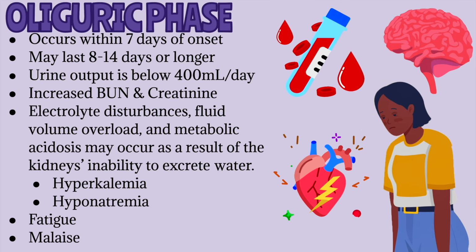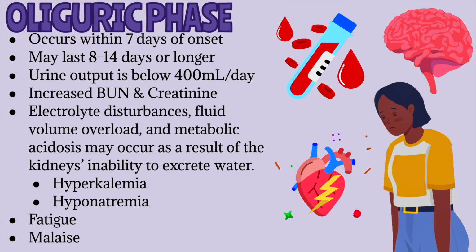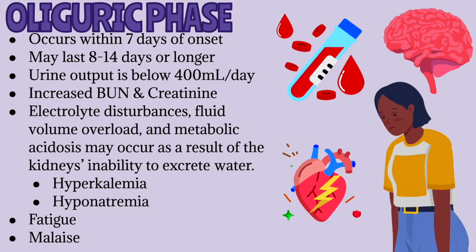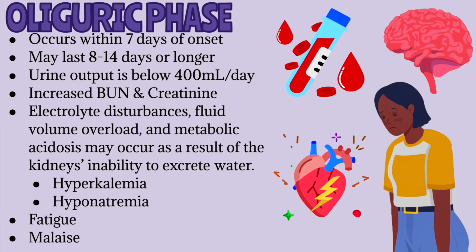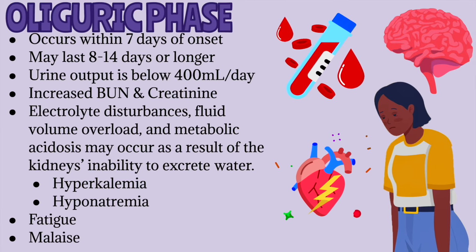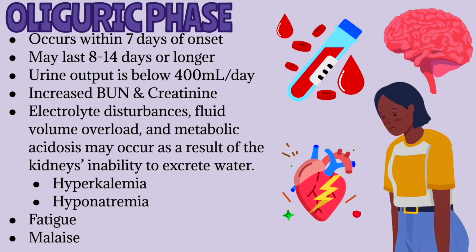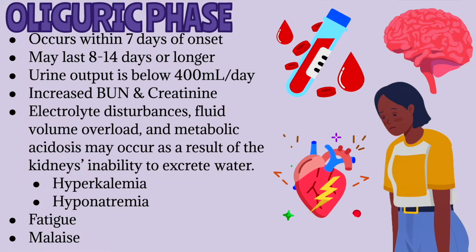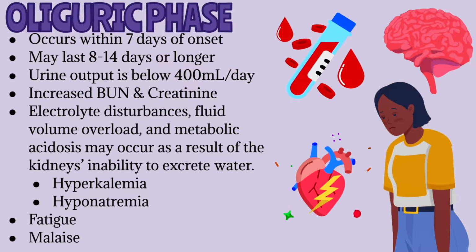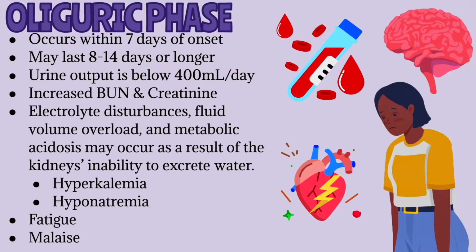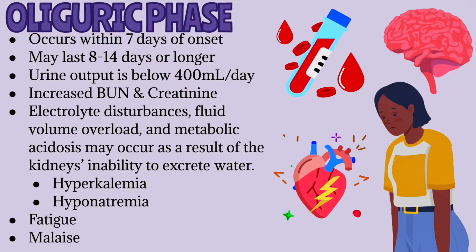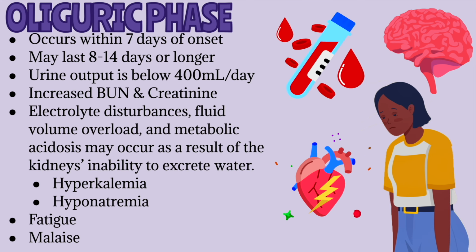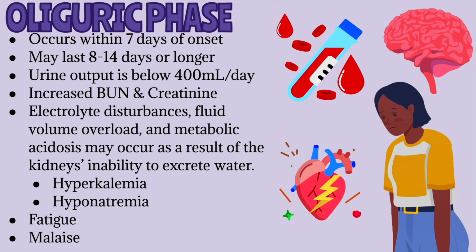As the kidneys struggle to filter waste, we do see an increase in BUN and creatinine levels, which both let us know that the kidneys are not functioning properly. Some other symptoms that may accompany this phase are electrolyte imbalances, fluid retention, as well as metabolic acidosis, because remember, the kidneys can't excrete waste or excess fluid as they normally would.